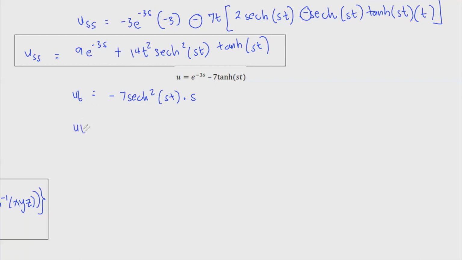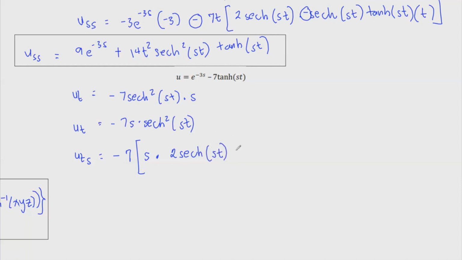And then u sub t will be, simplifying, negative 7s times sech squared of st. And then if we need to take the derivative with respect to s for this expression, we know quite well that this becomes product rule. So we have negative 7, so we do product rule, s times the derivative of this sech squared st, so that's 2 sech and then st.